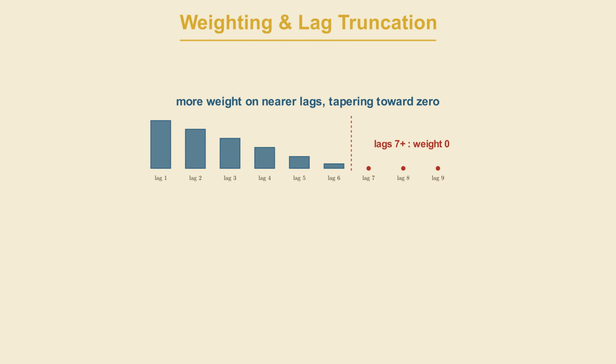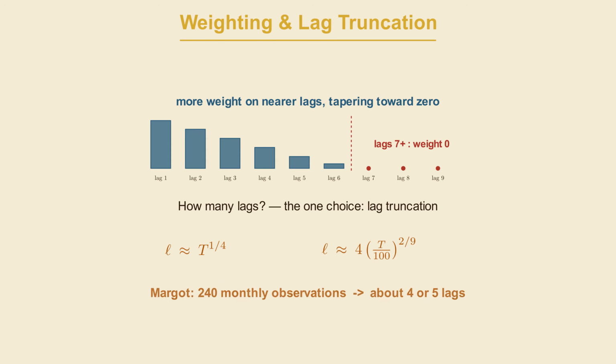That tapering raises a practical question though. How many lags should you go back? This is the one choice Newey-West asks you to make, and it's called lag truncation. Go too short and you miss real dependence. Go too long and the estimate gets noisy. The common rule of thumb is to set the number of lags to roughly the sample size raised to the 1/4 power. A slightly more refined version is 4 times the quantity sample size over 100 raised to the 2/9 power. For Margot, 20 years of monthly data is about 240 observations, and both rules put the number of lags at around 4 or 5.